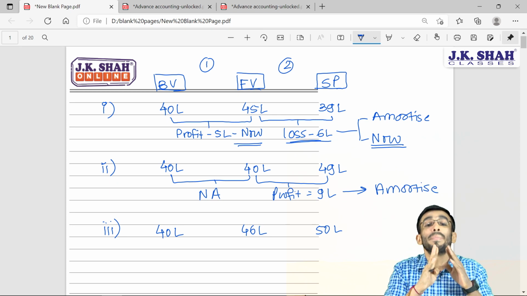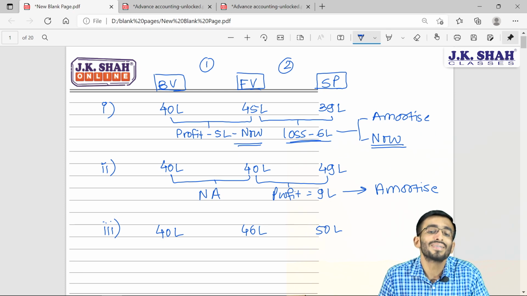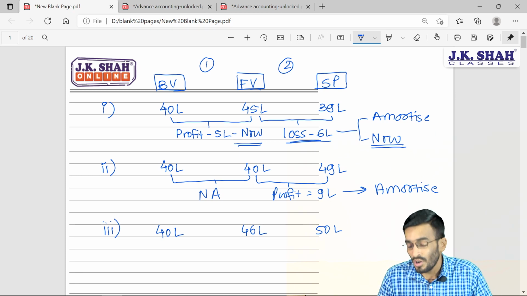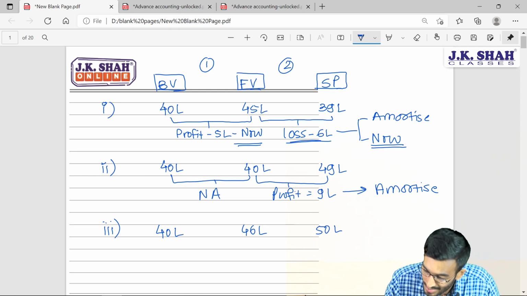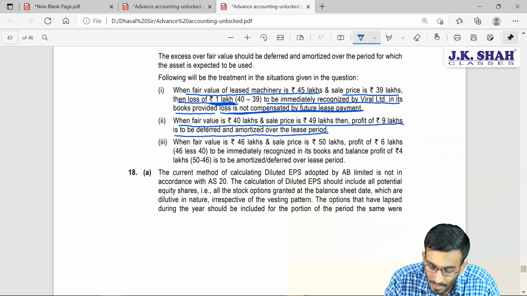So in comparison between fair value and the selling price, this profit of 9 lakh will be amortized. Okay. So you can see the answer. When fair value is 40 and the sale price is 49, the profit of 9 lakh is to be deferred and amortized over the lease period.